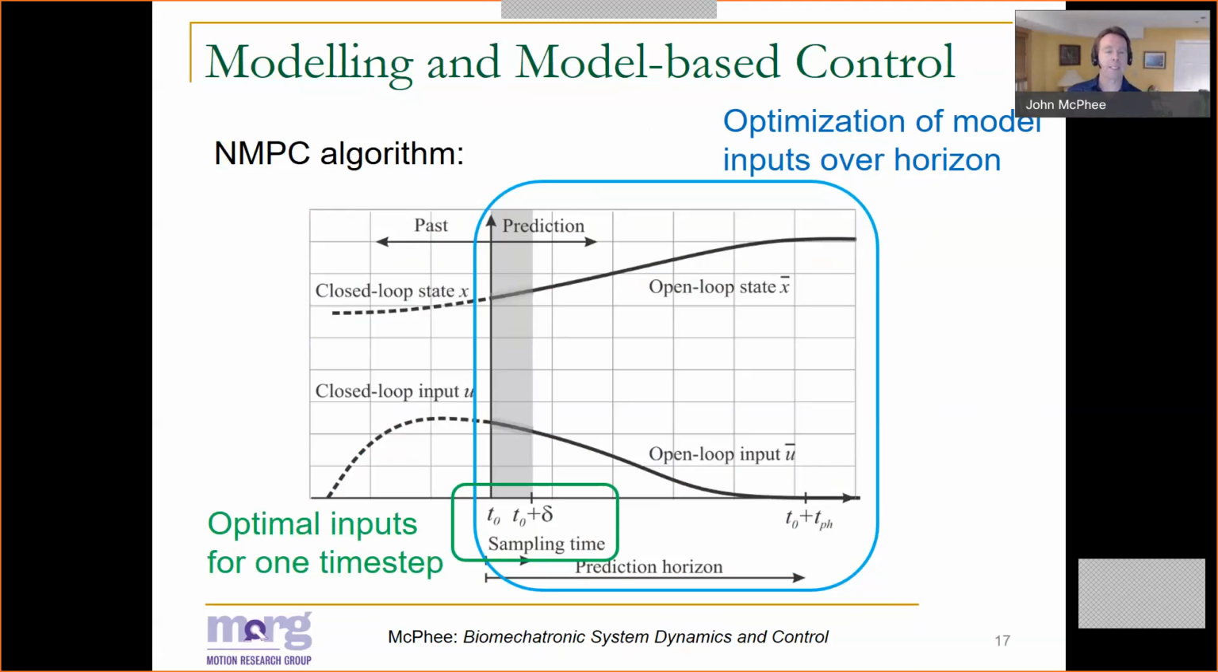And in that way, we get a semi-optimal solution that can run relatively quickly, which makes it not only a good candidate to represent the human motor control system, but also a candidate for an assistive or rehabilitative device controller that needs to run in real time.